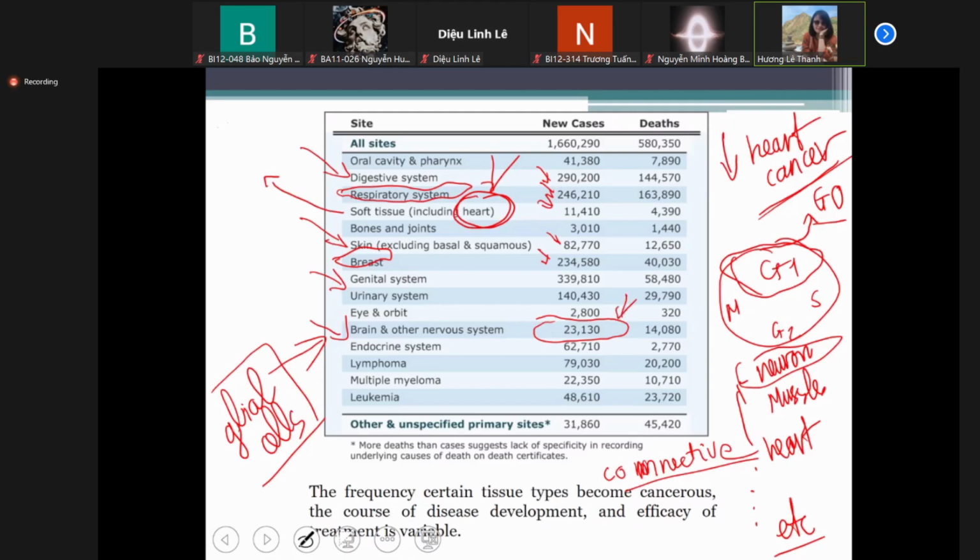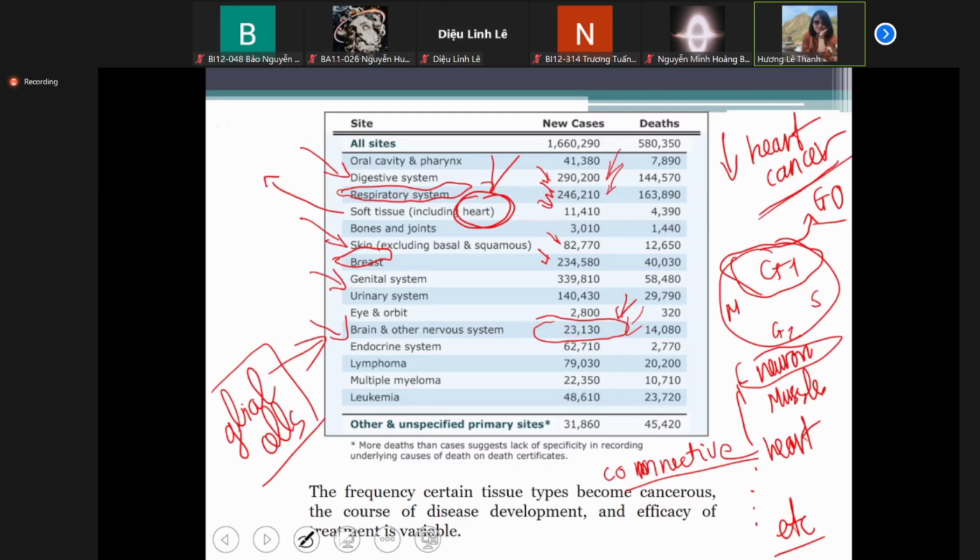So that is the relation between the cell cycle and cancers. When cells divide more rapidly and are exposed to toxins and carcinogens, we have a high possibility of getting cancer from this organ. Okay.